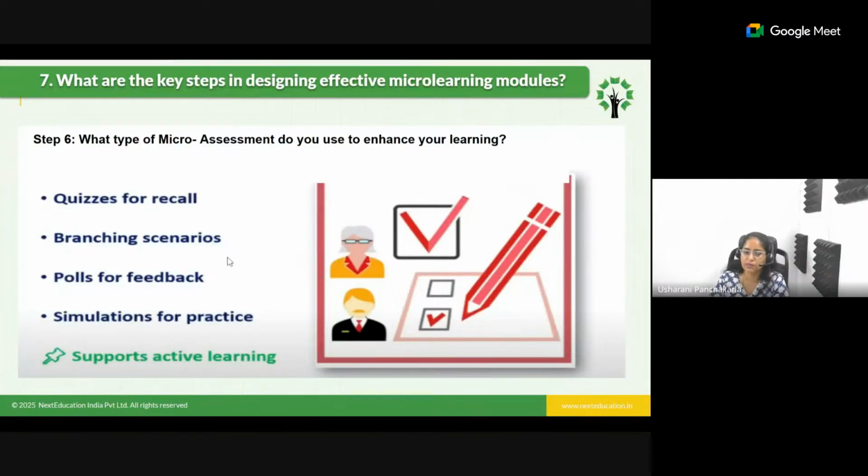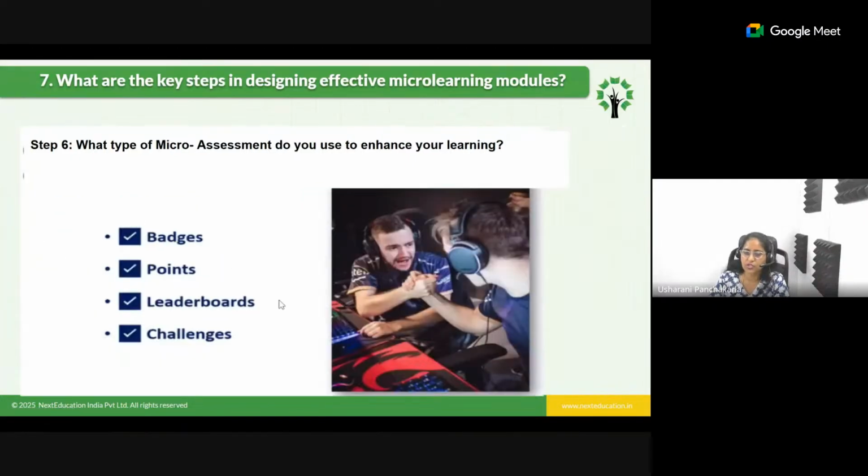Now, what type of micro assessment? You can go with quizzes, branching scenarios, polls, simulations. You can just give the students some points, some badges, because when you divide that into 4 groups, then you can make it ABCD on the blackboard, and you can add the pointers. That is where the students are going to learn more.